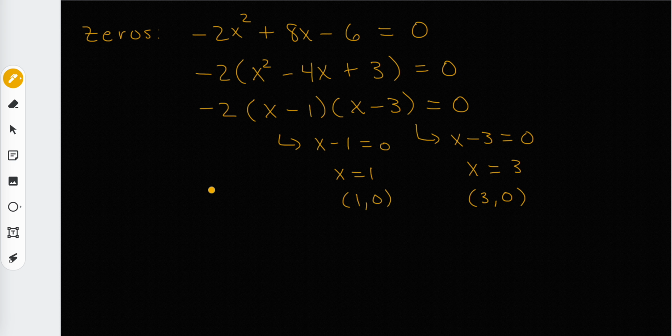Now, because I have a negative 2 as a leading coefficient, that means that this parabola is going to open downwards. So your parabola is going to open downwards like this.